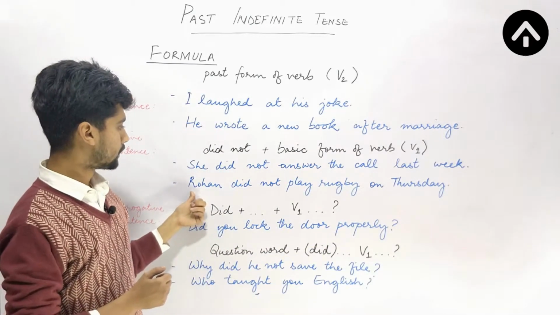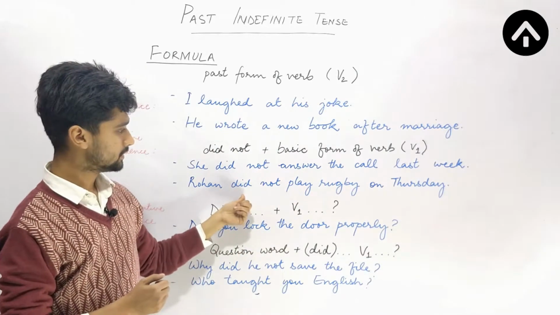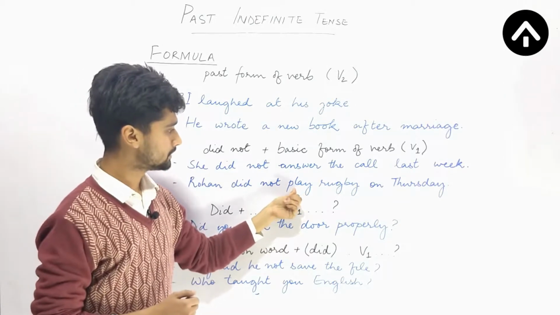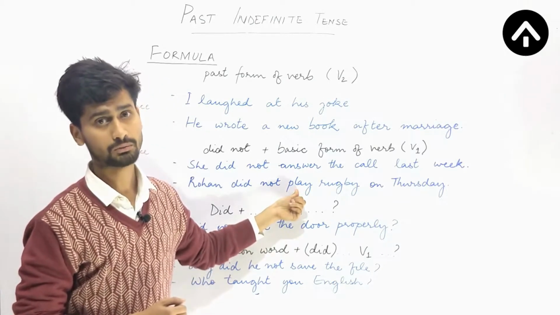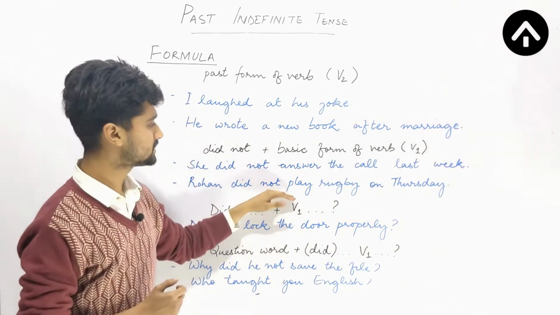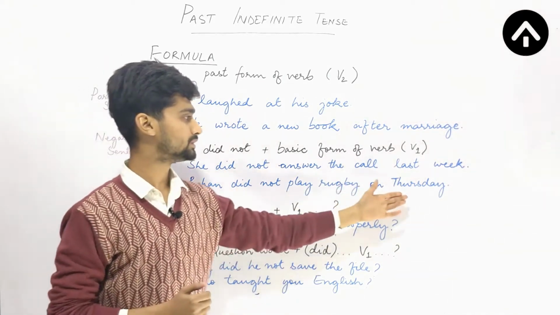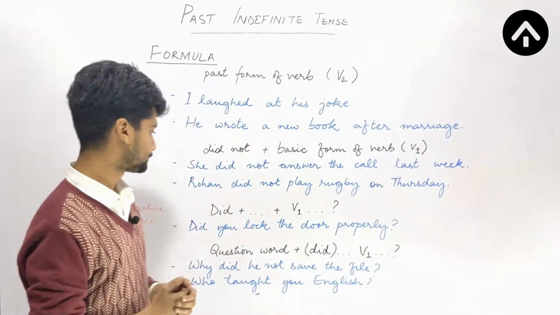Okay, next. Rohan did not play. So here again, I have already used did. So I am not using played. The second form of the verb will not be used, but the basic form of the verb will be used. Rohan did not play rugby on Thursday. Okay, so I am talking about a Thursday that has already passed.